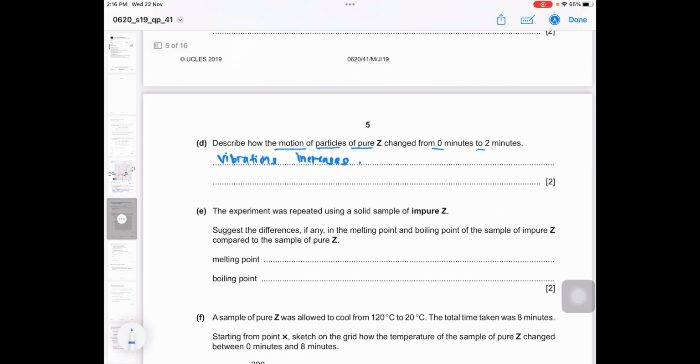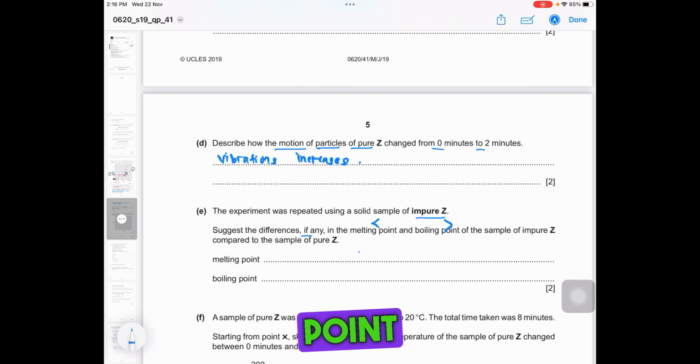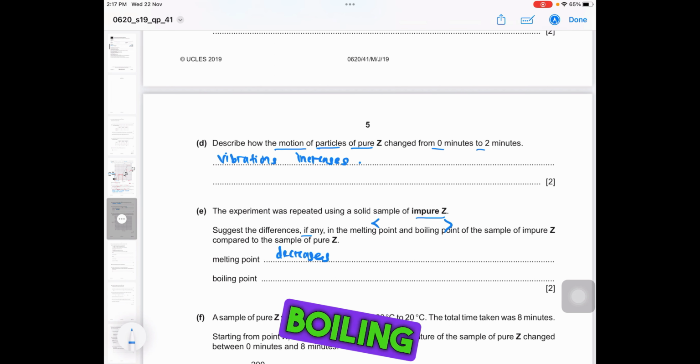Question E. The experiment was repeated using a solid sample of impure Z. Suggest the difference, if any, in the melting point and boiling point of the sample of impure Z compared to the sample of pure Z. So the melting point and boiling point of an impure substance will change. The melting point of an impure substance will decrease, whereas the boiling point of an impure substance increases. So melting point here decreases. Boiling point increases.